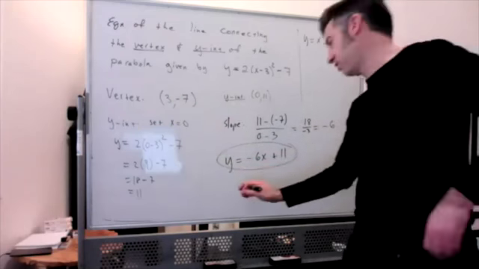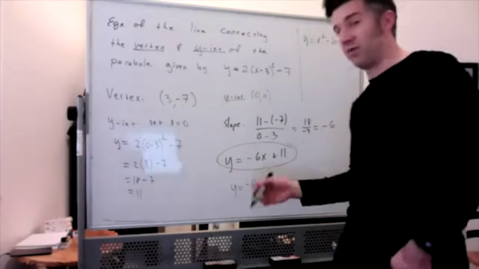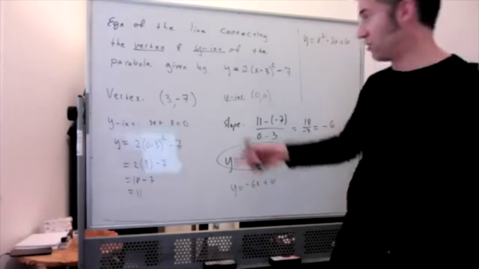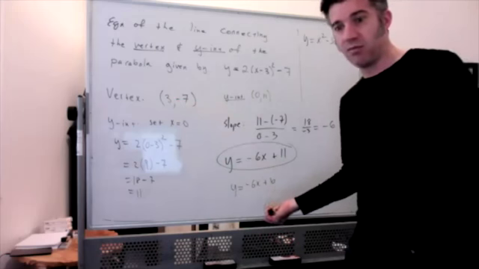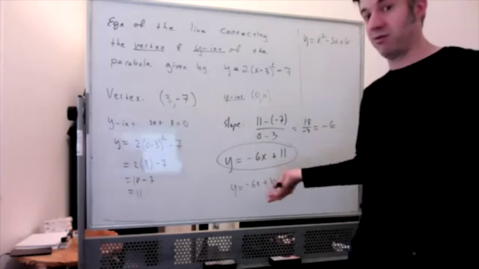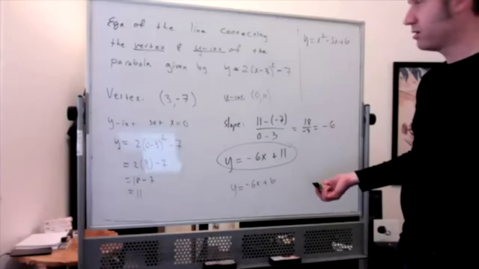But you could also start off with y equals negative 6x plus b. And if you really wanted to make more work for yourself, you could plug in this for x and this for y, and then solve for b. But if you already know the y-intercept, you can just use it.